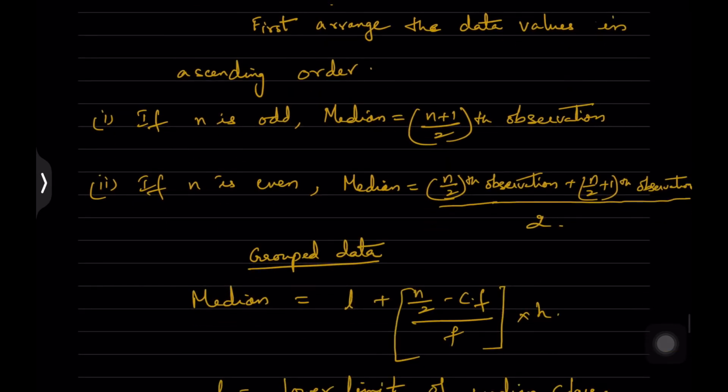Next, if n is even, the median is equal to the n by 2-th observation plus the (n by 2 plus 1)-th observation, divided by 2, the average of these two. For example, if n is 6, then 6 by 2 is the 3rd observation, and 3 plus 1 is the 4th observation, divided by 2. So you add the third observation and the fourth observation and divide by 2. That will give you the median when n is even. This is for ungrouped data.